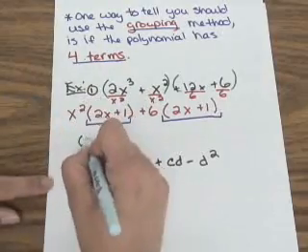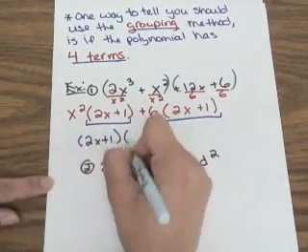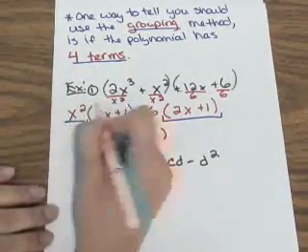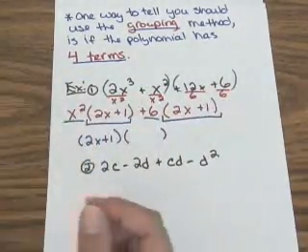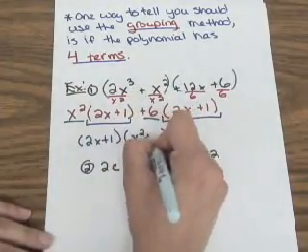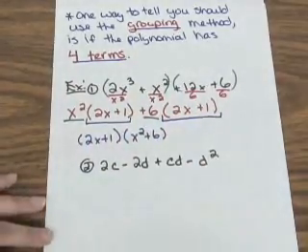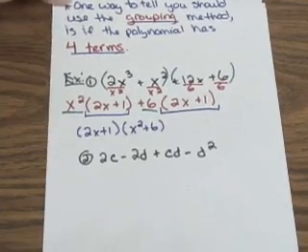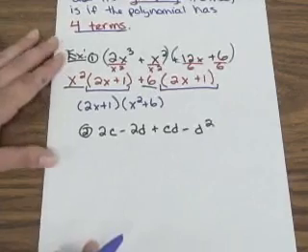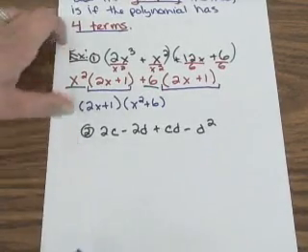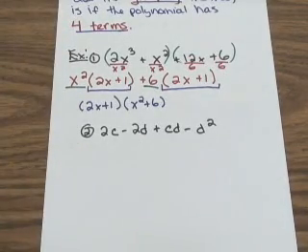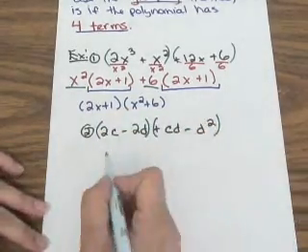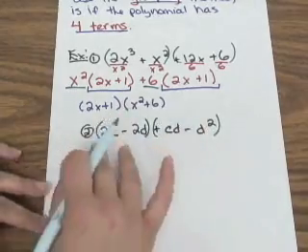Now let's look at the second one. 2c minus 2d plus cd minus d squared. Again, what you want to do is group the first 2 terms, group the second 2 terms, and factor out the GCF individually. In the first binomial, the GCF is the number 2. So when we factor out the number 2, it goes on the outside of the parentheses. On the inside goes the answer. 2 divided by 2 gives me 1. That's going to cancel. It's going to leave me with c. Minus 2d divided by 2, the 2's are going to get canceled, and it's going to leave me with minus d.